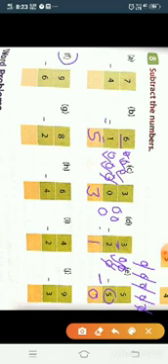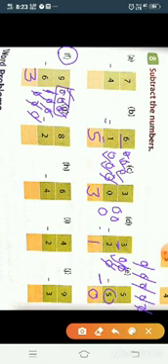Now see the next one, F. 9 minus 6. First we will draw 9 circles. 1, 2, 3, 4, 5, 6, 7, 8, 9. Minus 6. So we will cut 6 circles. 1, 2, 3, 4, 5, 6. Now students, see how many circles remain here. Shall we count it? 1, 2, 3. Here 3 circles are left. So the answer is 3. 9 minus 6 equals 3.